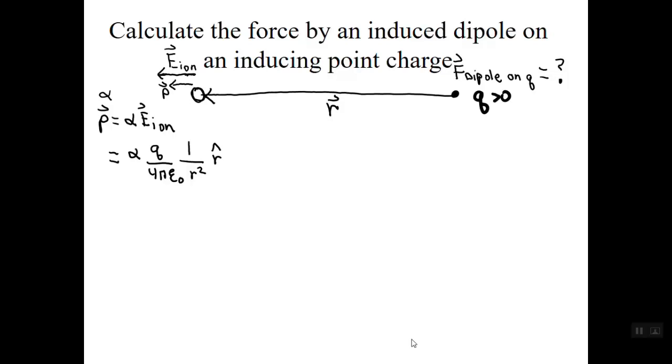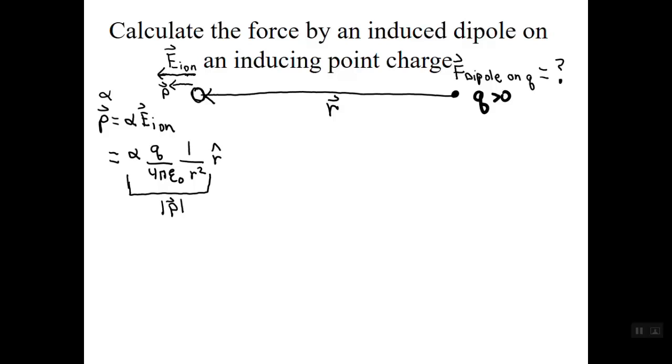Now notice the direction of the vector dipole moment points in the same direction as the electric field due to the ion, which, because the ion is treated as a positive point charge, points away from the ion, as shown. We can also directly identify the magnitude of the vector dipole moment from our expression for vector P.